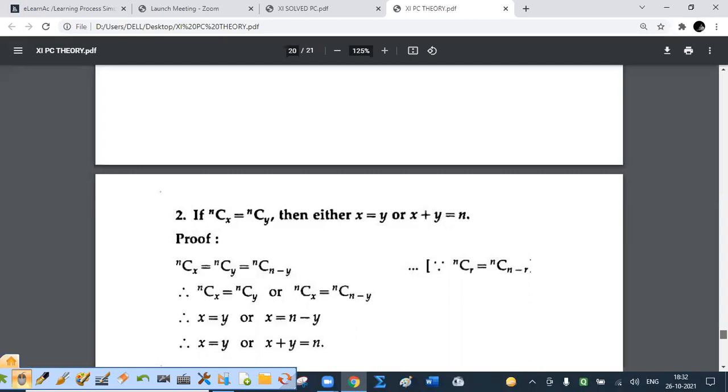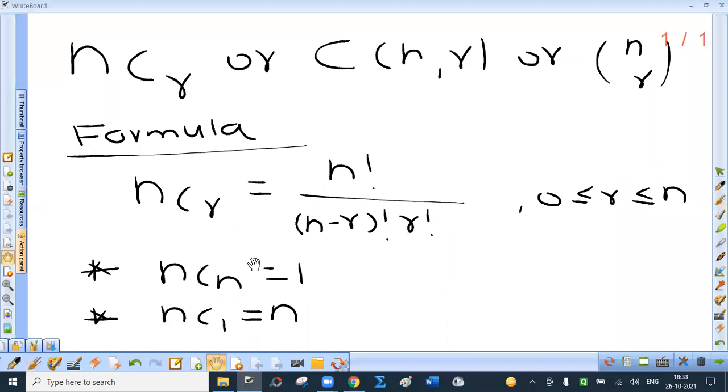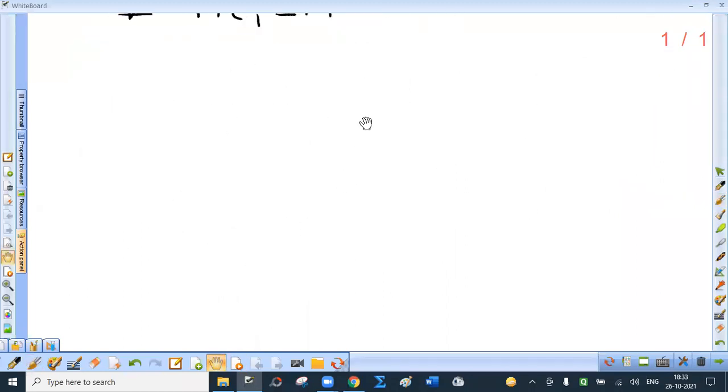then either x equal to y or x plus y equal to n. This is quite logical. See, nCx is nCy, right? But we have just proved that nCy is nC(n minus y). So either x equal to y or x equal to what? n minus y. That is x plus y equal to n. I'll tell you, see, particular values are considered.